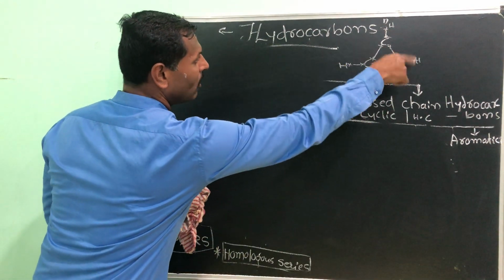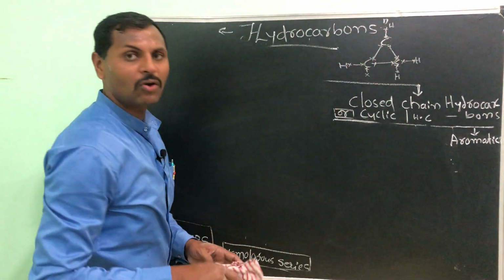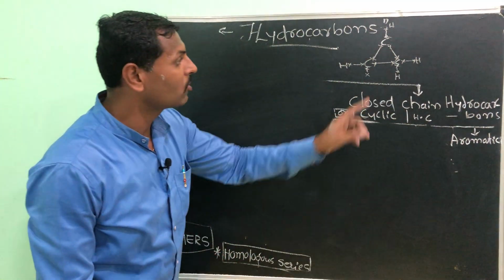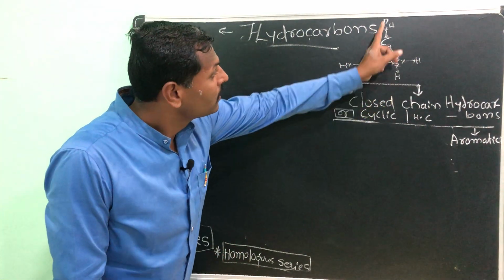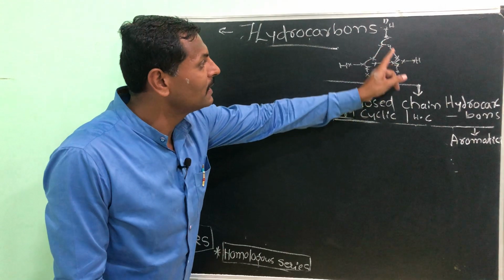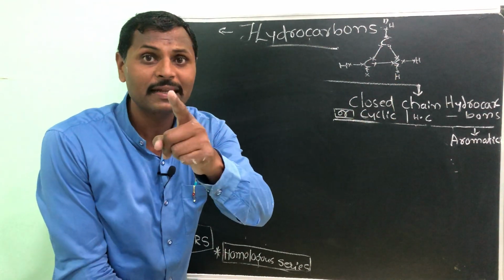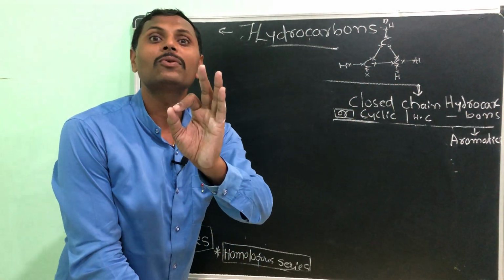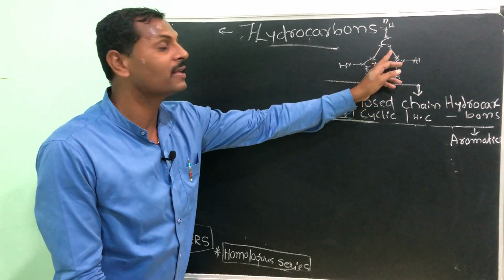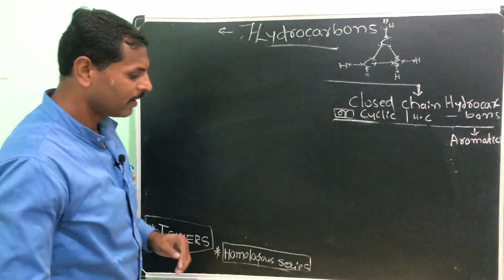This you please take it down. This is the Lewis electron dot structure of cyclopropane. Why only 3 are there? If 3 carbons are there, yes, you are right. Yes, propane. Single bond is there. Okay, right.